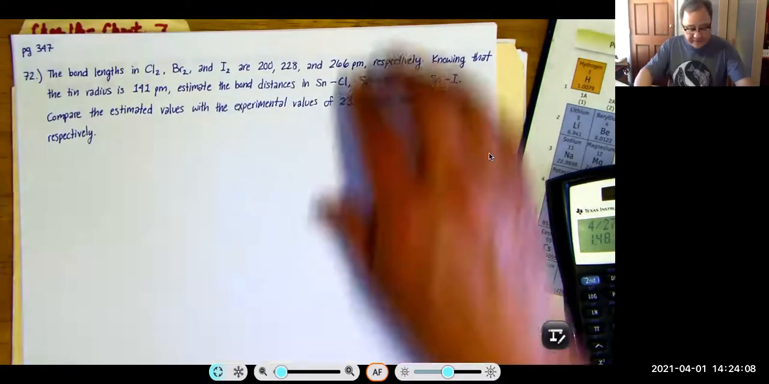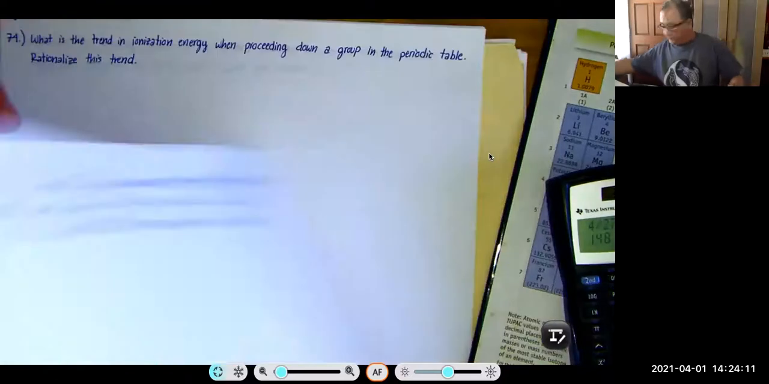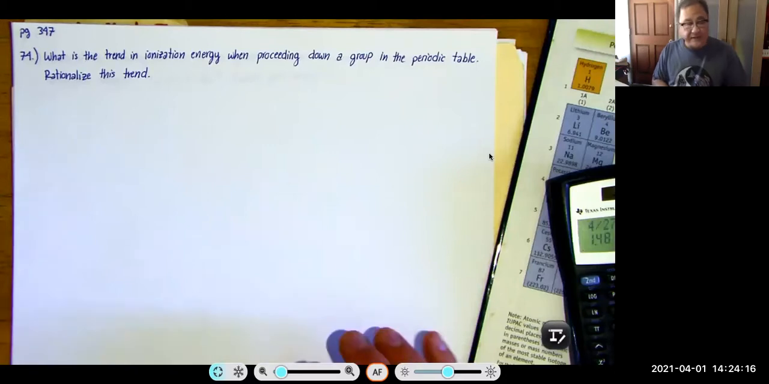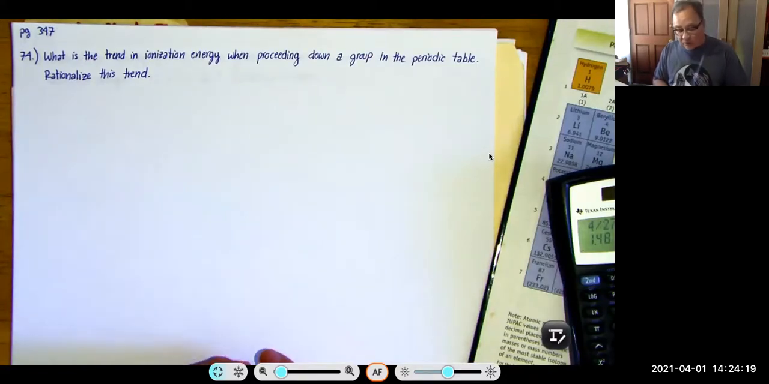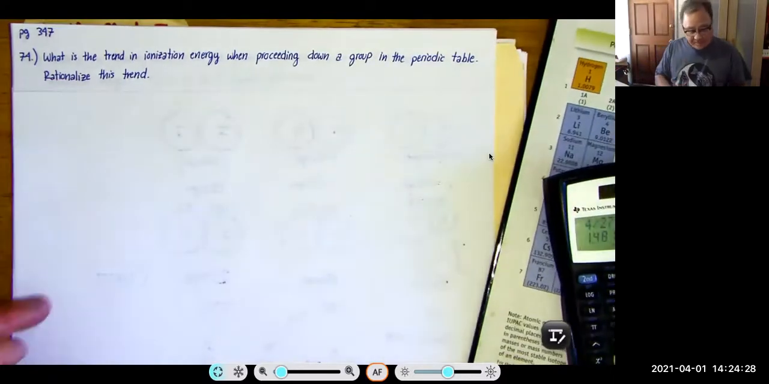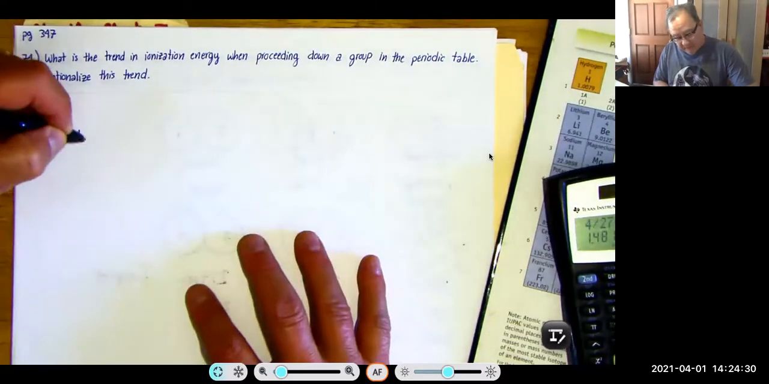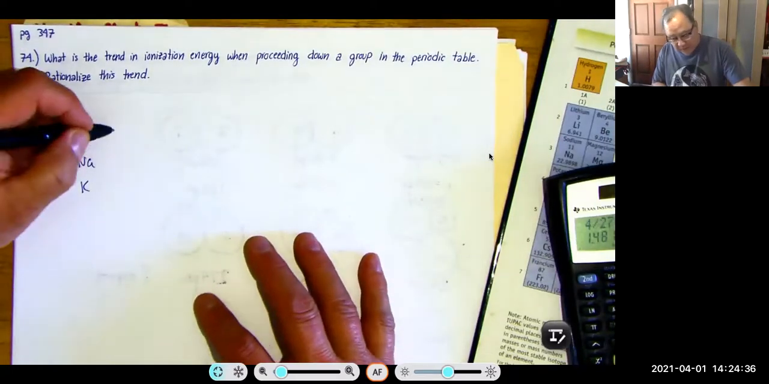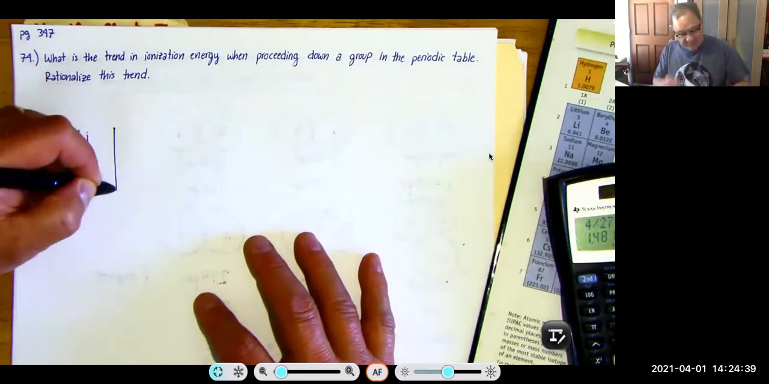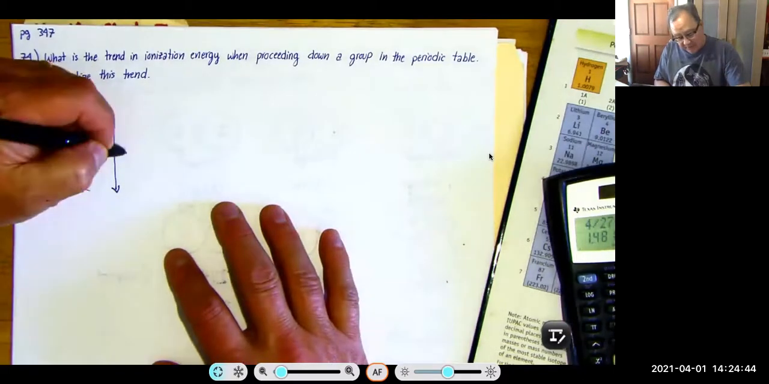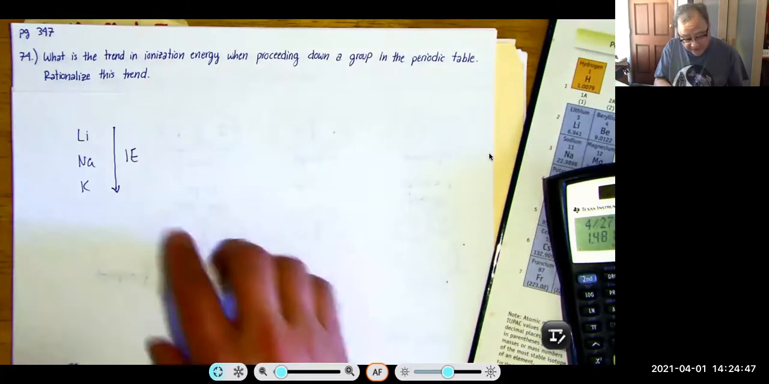So we're done with number 72. And now we'll look at 74. What is the trend of ionization energy when proceeding down a group in the periodic table? Rationalize the trend. So remember, a group is a column of elements. So that might be lithium, sodium, potassium, etc. So what is the trend when we go down a group? So when we go down this group, what happens to the ionization energy? And it turns out that this arrow actually matches it pretty good. The ionization energy becomes smaller.